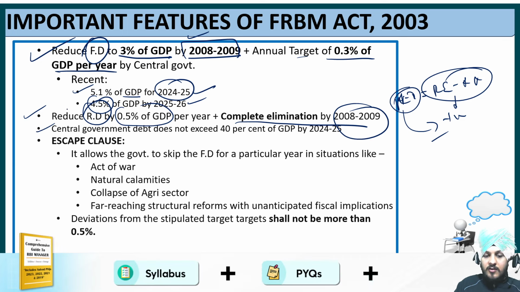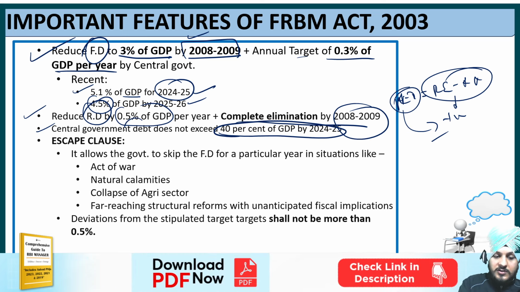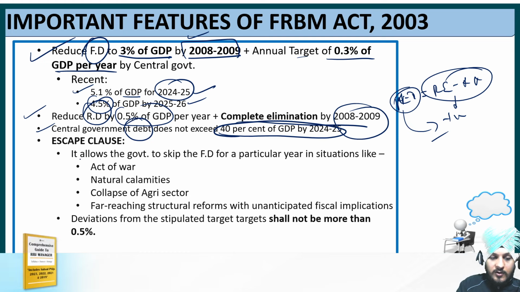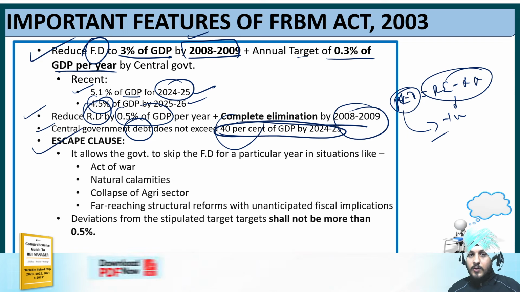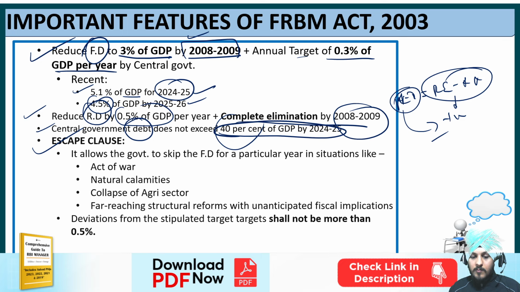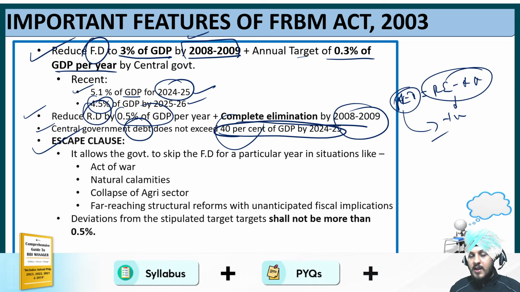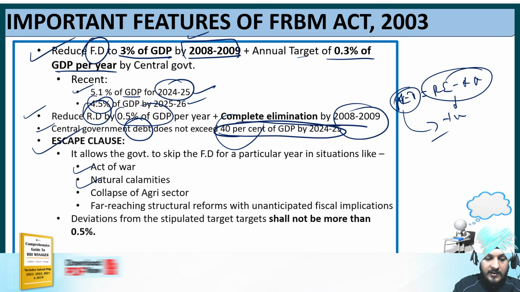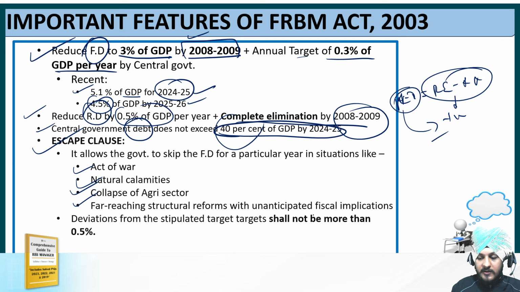The third point is that central government debt does not exceed 40% of GDP by 2024 to 2025. So that was also an important provision that talked about the debt of the central government, which should not exceed 40% of GDP. Then the provision also had the escape clause in it. The escape clause allows the government to skip the target of fiscal deficit for a particular year in case of situations like an act of war, national calamities, the collapse of the agriculture sector, or far-reaching structural reforms with unanticipated fiscal implications.